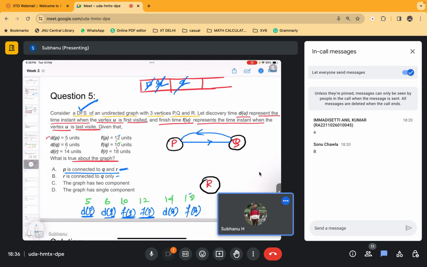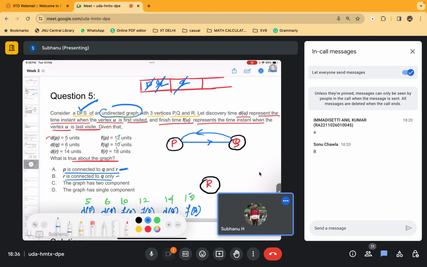Otherwise r should come when p is already in this stack. Now r is connected to q only. We have seen that q is not connected to r. Okay, the graph has two components, as it is given that this is an undirected graph.